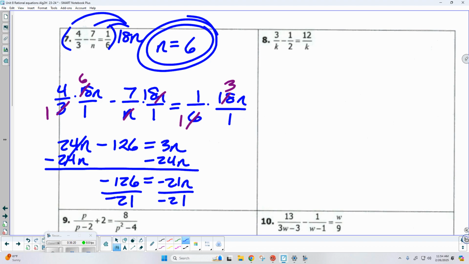Now, I do recommend the least common multiple because then you don't have to worry about bigger numbers like this. See, the other numbers were way better. Okay, but it's still going to work. Okay, so let's go ahead and try another one of these. We'll make number 8 our last one today.